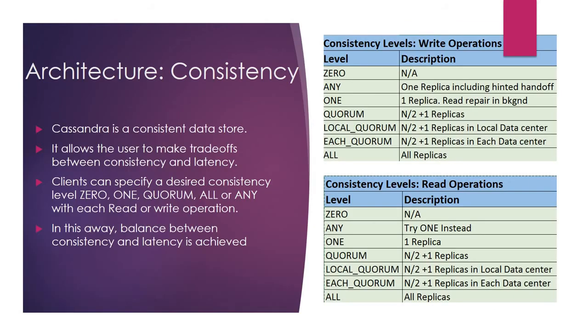So the next thing we're going to talk about is consistency in Cassandra. Starting from the presentation, we always mention that Cassandra is highly consistent and highly available. So how is this consistency achieved? The main reason it is said to be consistent and highly available is because it allows the user to make trade-offs between consistency and latency. So basically a client or a user cannot have both at the same time.